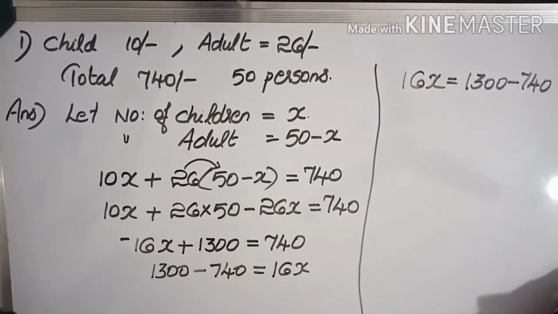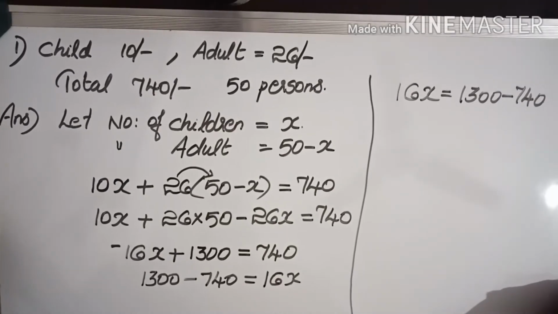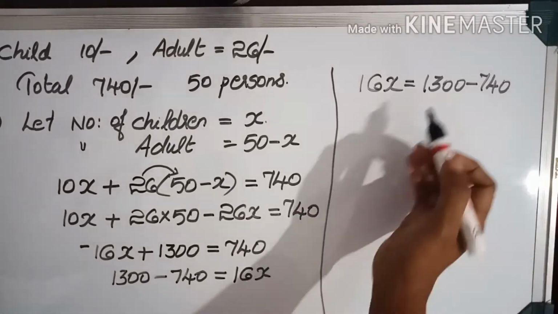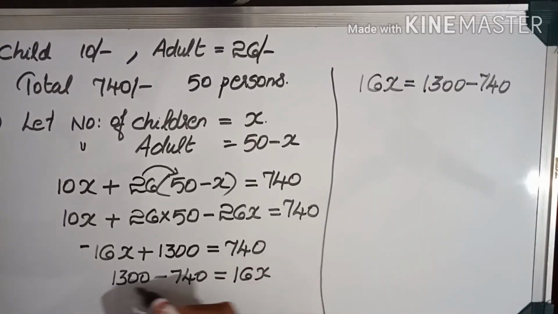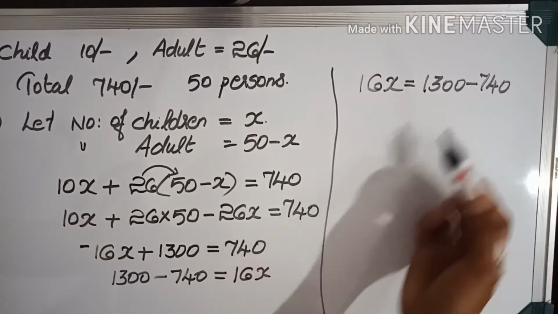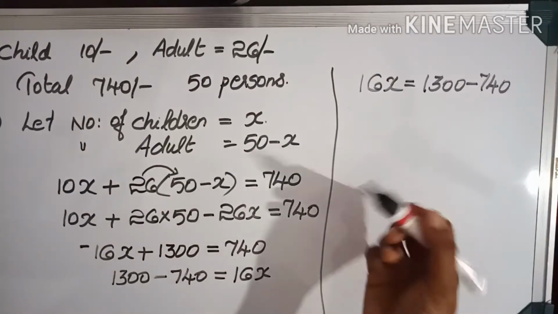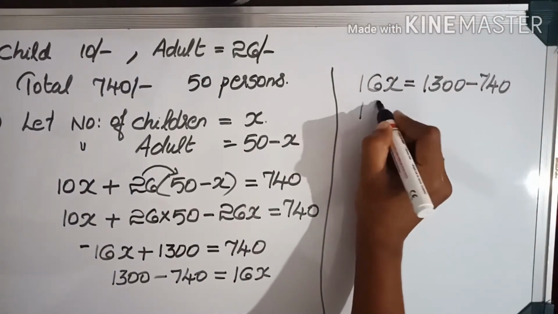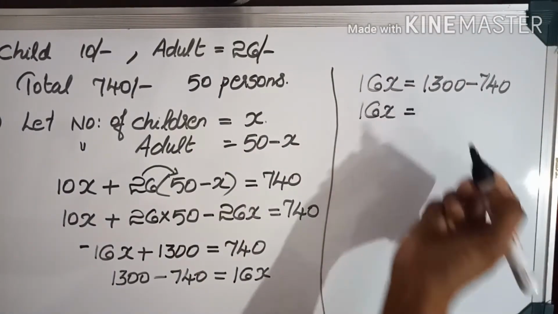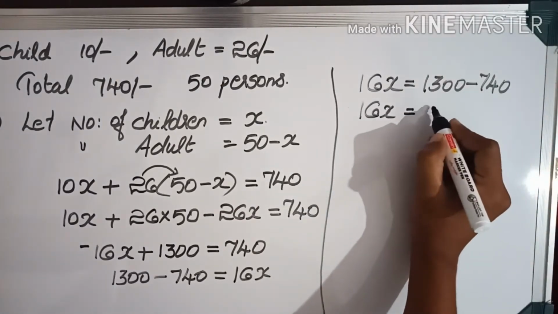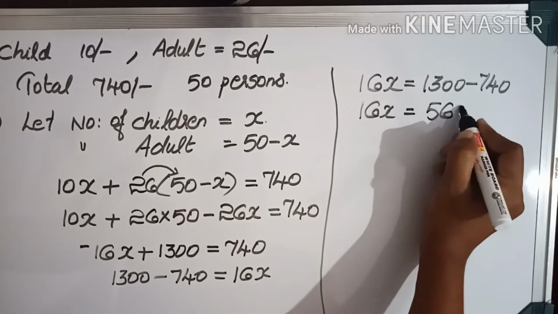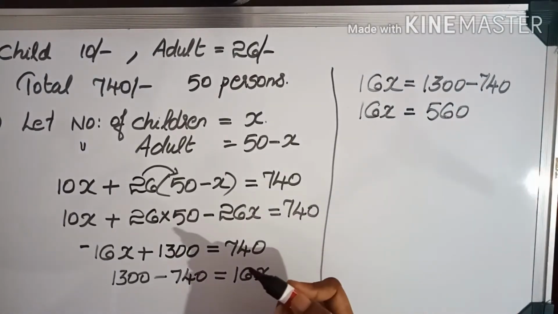Just change the position. If you are changing the position, no problem. If you are taking one number to the other side, you have to take the reverse sign. 60, this number equal to this number means this equal to this is the same also. Now in the next step, 16x equal to 1300 minus 740, that is 560. Okay, 560 is the answer.